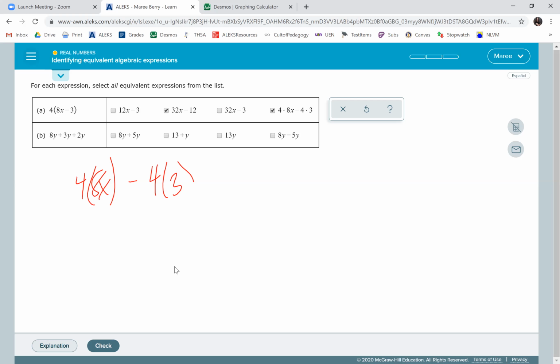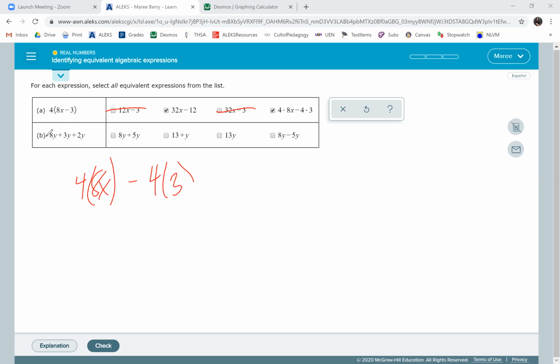The other two don't even look like that at all. 32x minus 3 is not correct because they did not multiply the 3 by 4. And then 12x minus 3 is not correct. I don't even know how they get 12x minus 3. Oh, I know. I think they added 4 and 8. Okay, that's not going to work.